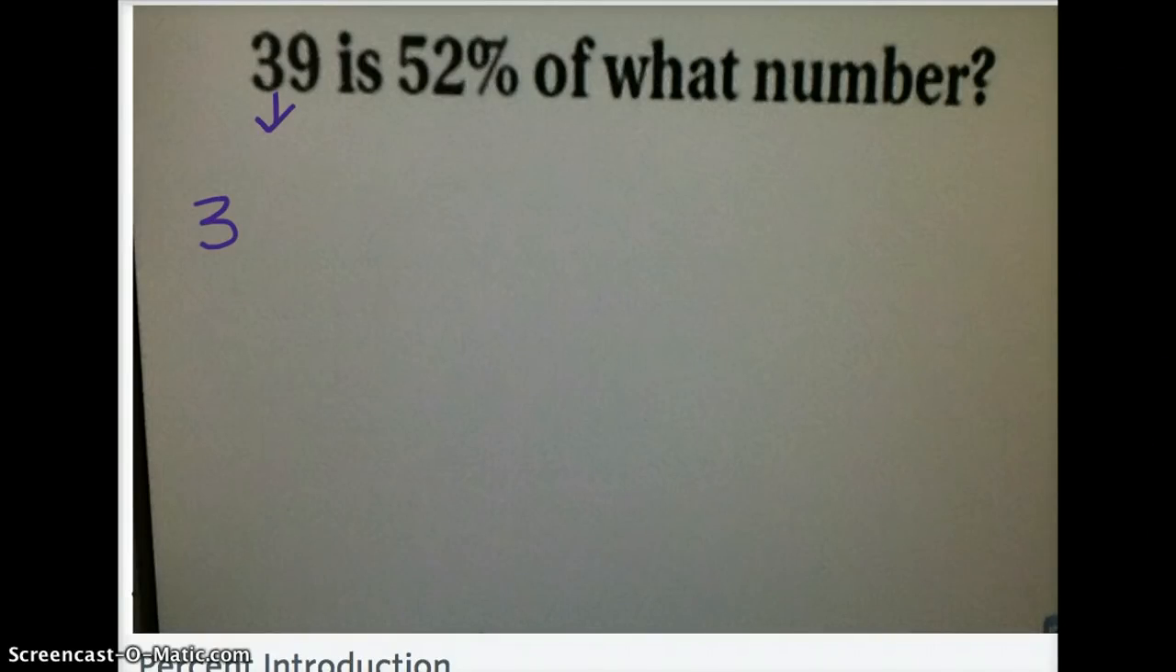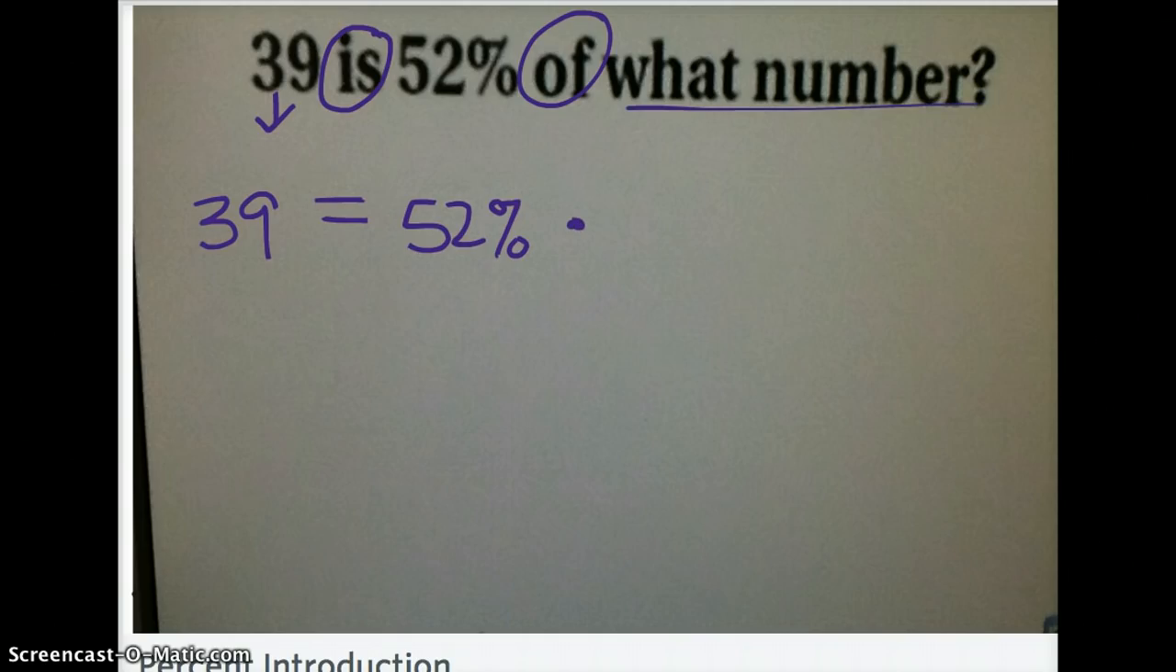So it says 39, so I'm going to just write 39. Then it says "is." Is can mean equals in math. Then it says 52% of, that's a keyword, that means times, of what number? If I don't know the number, what could I call it? How about x? I just set up an equation. Remember, an equation has an equal sign? So I'm going to rewrite it.